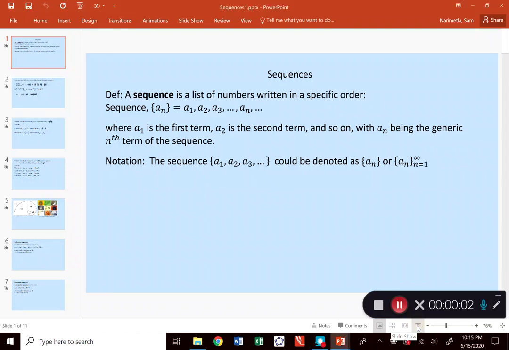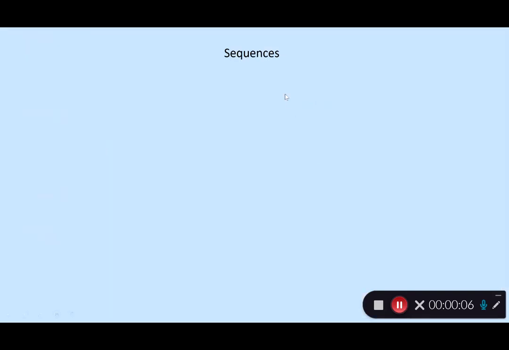Alrighty, howdy folks. We will look at chapter 11. So we are starting a completely new chapter, section 11.1, and this is about sequences. Let me tell you something.